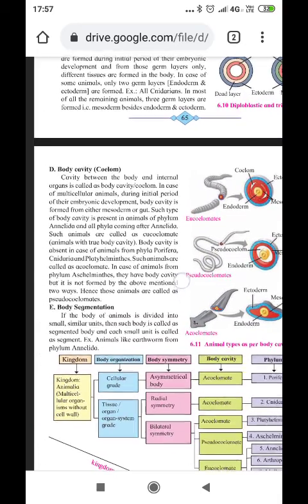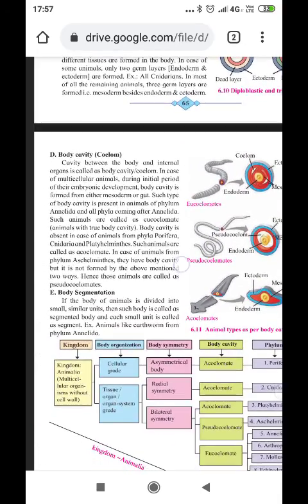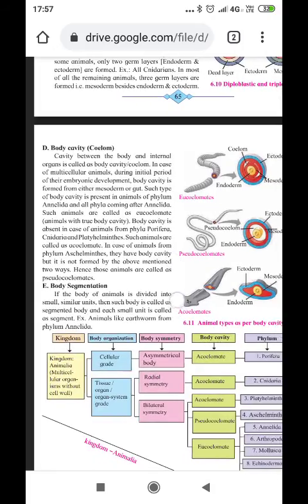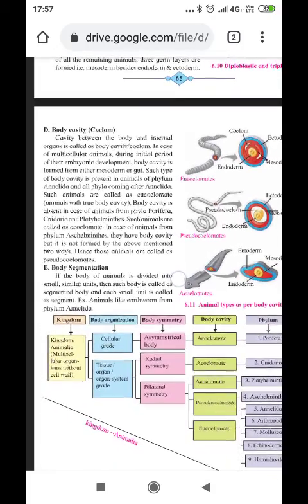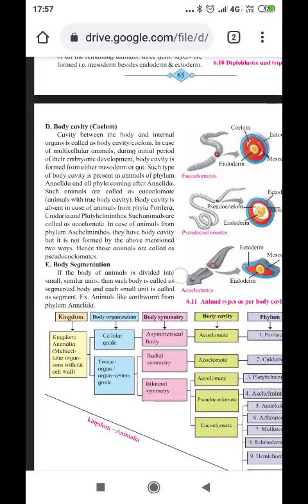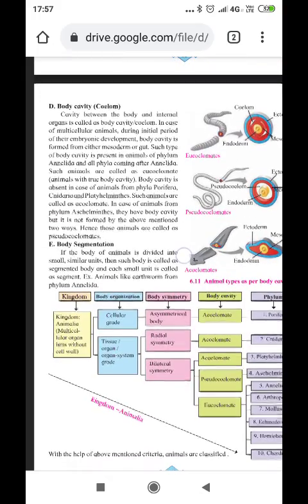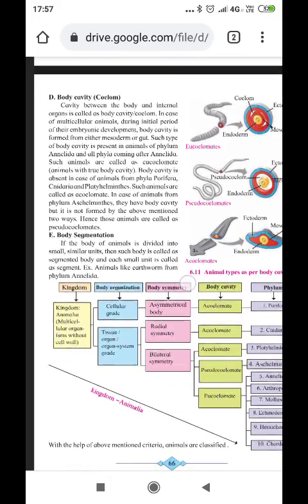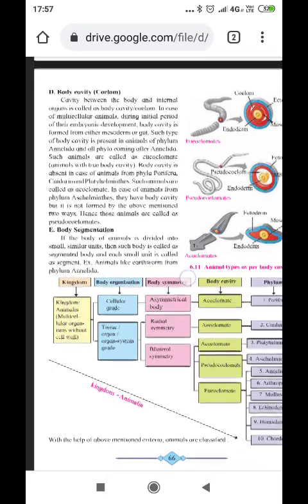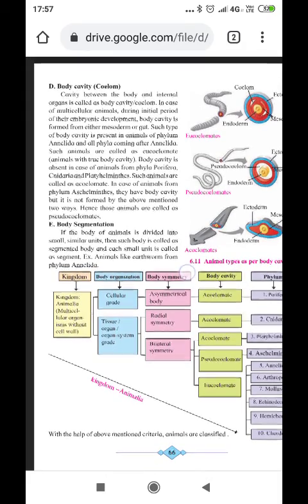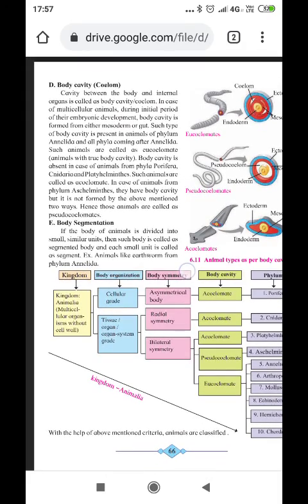Then the fourth criterion on the basis of which classification is being done is body cavity, or we call it coelom. Coelom means cavity. The cavity between the body and the internal organ is called the body cavity or coelom.